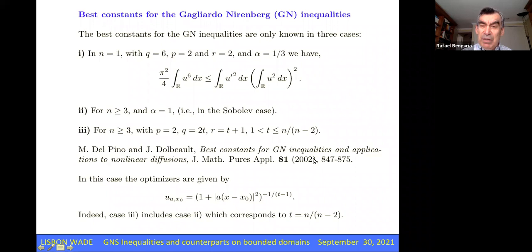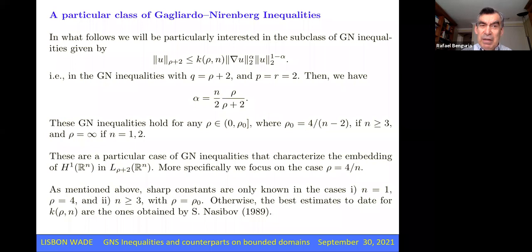And again, what is common between cases 2 and 3 is that the optimizers are given by this expression here, which is very well known. In all the other cases, the sharp constants are not known, but there are very good estimates, as I will mention here.